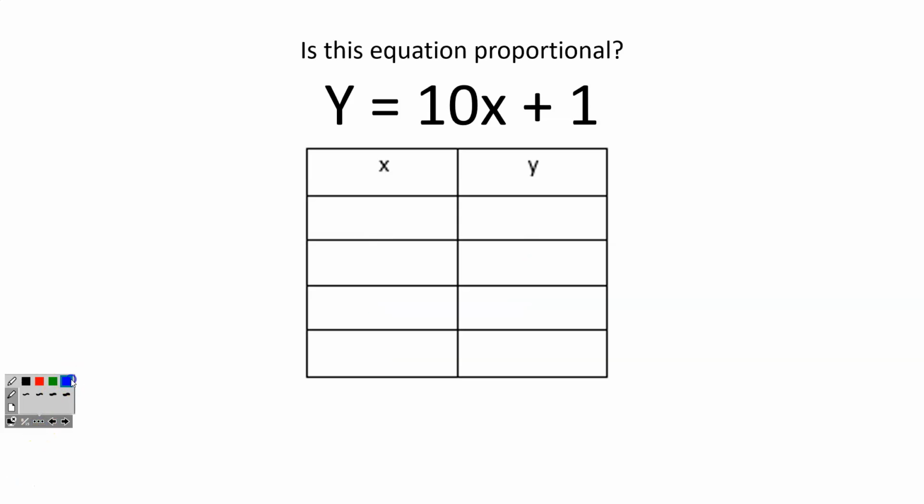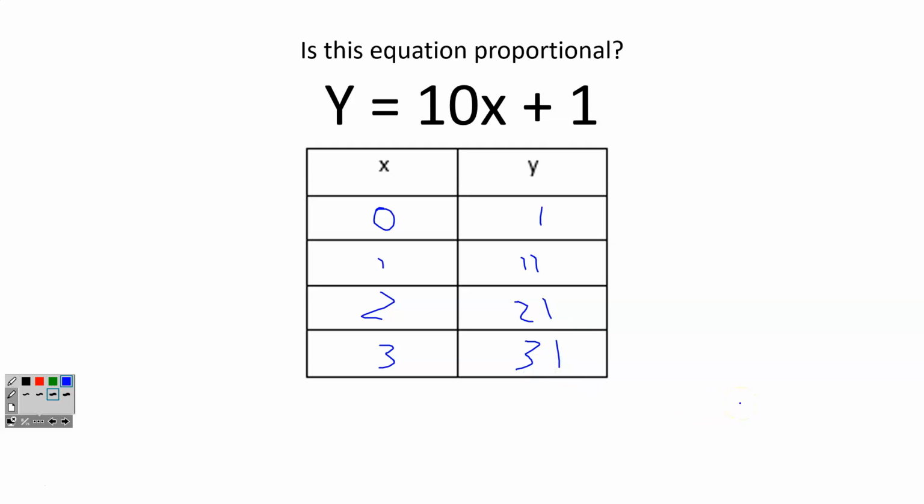Okay, so then we have our next equation, y equals 10x plus 1. So I'm going to use the same numbers, 0, 1, 2, and 3 for my x. And we're going to substitute those numbers in for x again. So 10 times 0 is 0 plus 1. So 0 plus 1 gives me 1. 10 times 1 is 10. And then 10 plus 1 gives me 11. 10 times 2 is 20. Plus 1 is 21. 10 times 3 is 30. 30 plus 1 is 31.